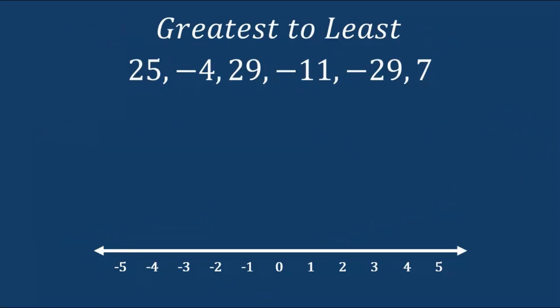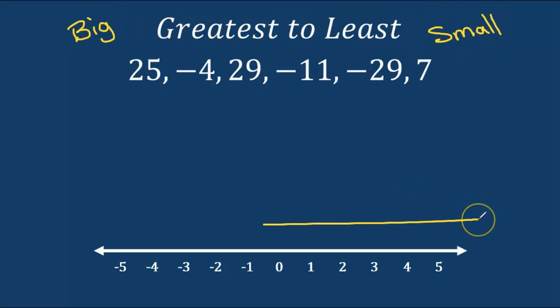Now let's go the other direction. This says greatest to least. That means we're going to start with the big numbers and count down to the small numbers. We're going this direction. Remember first, it's a great idea to just look closely at your numbers and make sure that you recognize which ones are positive and which ones are negative.